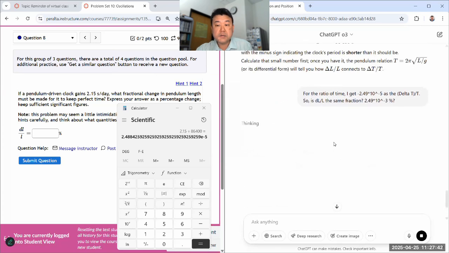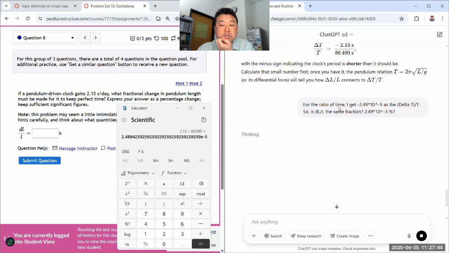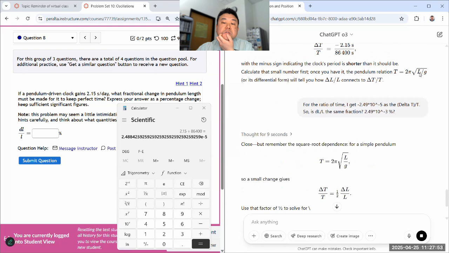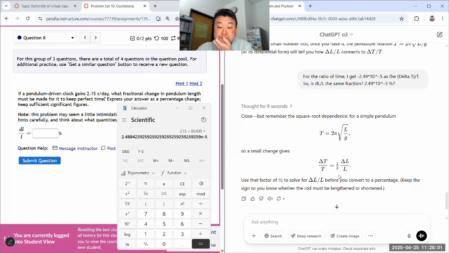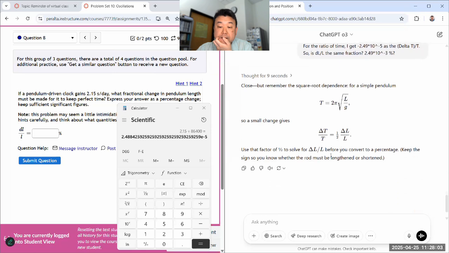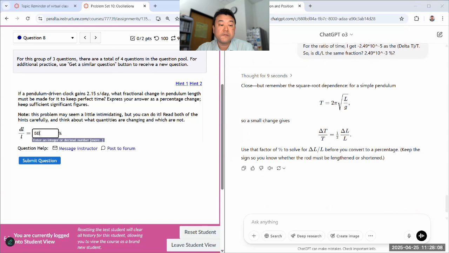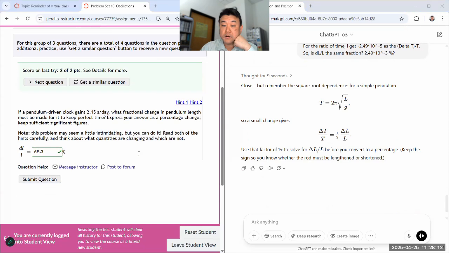And it might guide me towards the scaling argument, which is that given that the relationship involves a square root, the L needs to, there's a square involved there, so I need to double it. Close square root dependence, yeah, a small change gives, yeah, so I need to double it. So if I say 5 times 10 to the minus 3 percent, that should give me the correct answer.